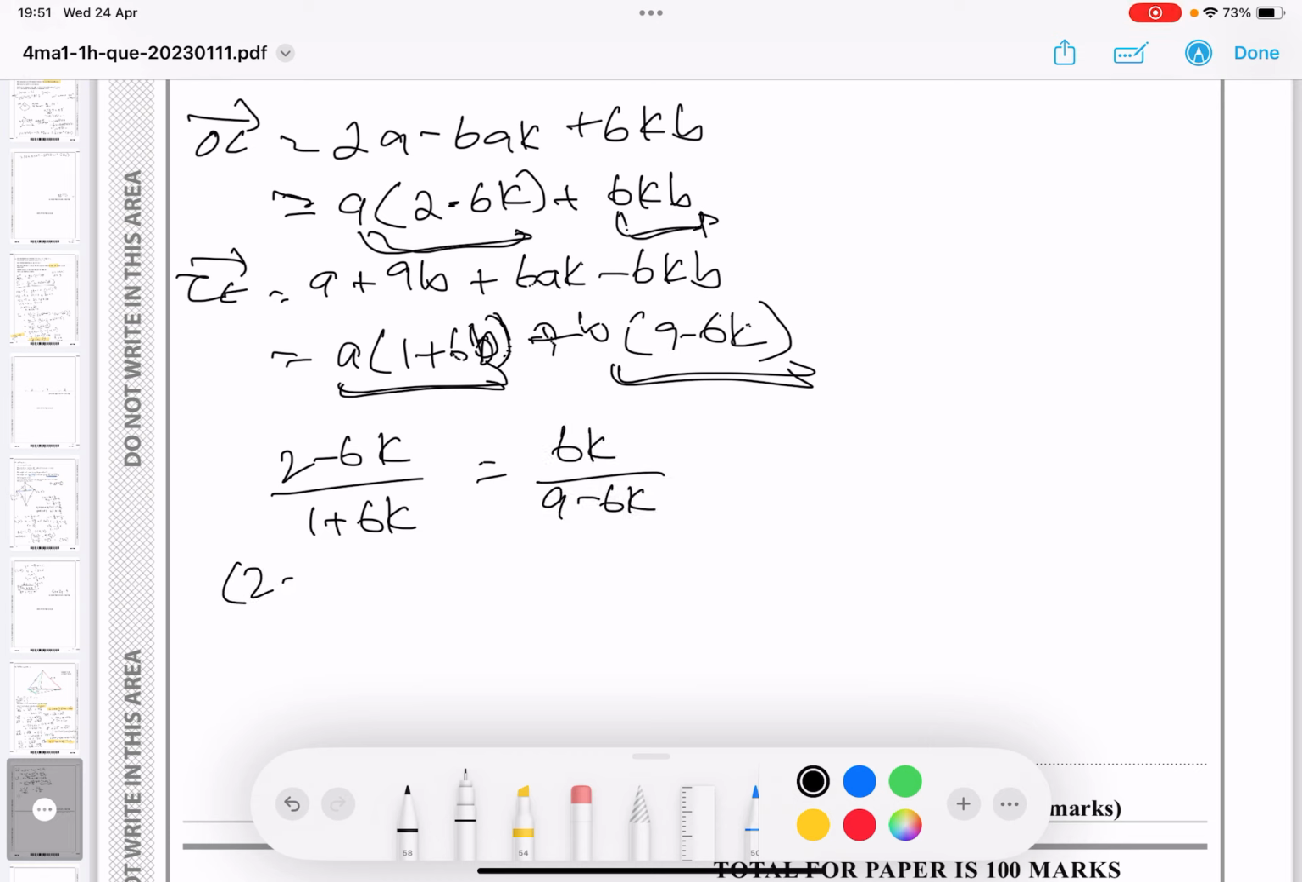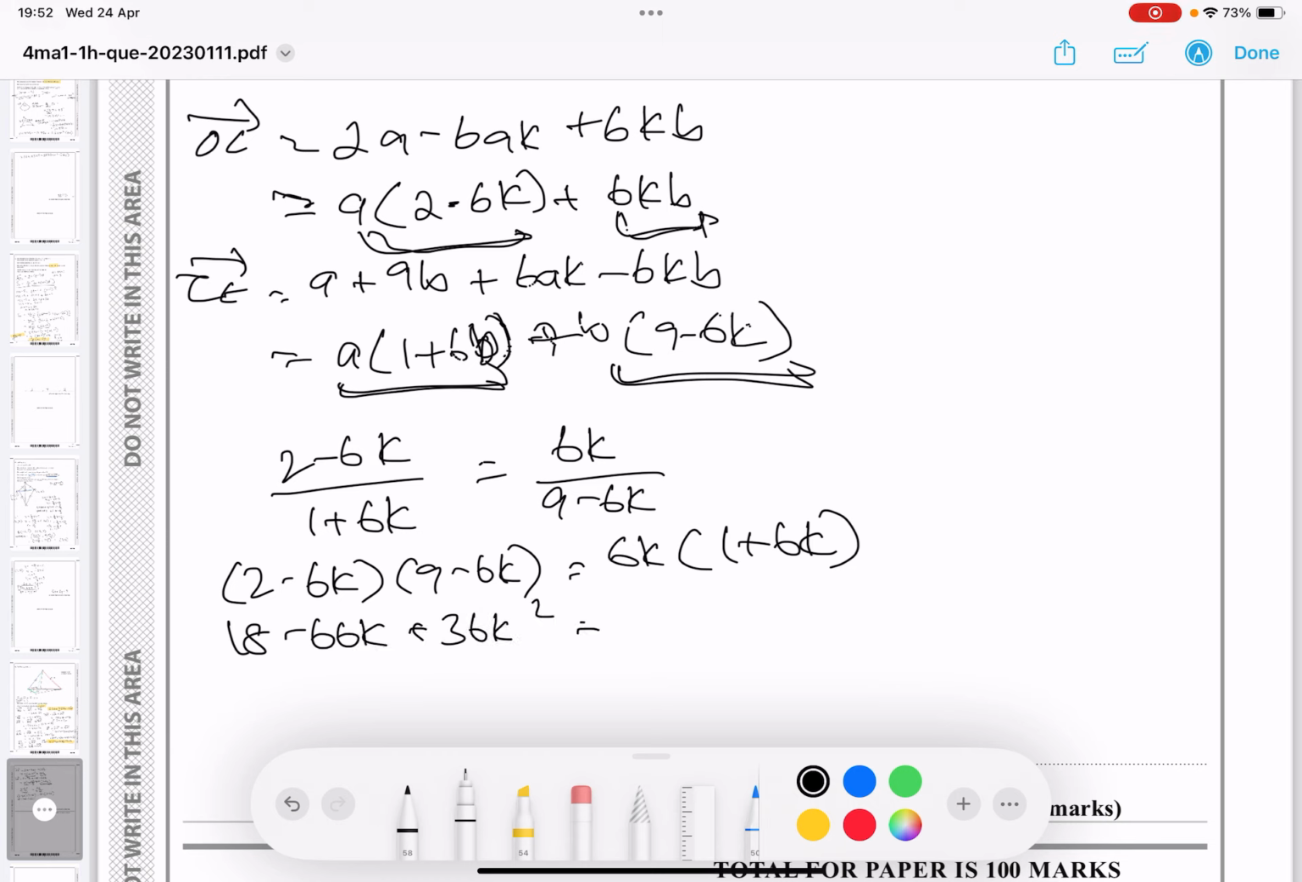And if you cross multiply now, we just need to solve for k. So I'm going to expand the brackets, and that'll give you 18 minus 66k plus 36k squared equals 6k plus 36k squared. Now subtract 36k squared from both sides, and that'll be gone. Add 66k to both sides, and you get 18 equals 72k, so k equals a quarter.